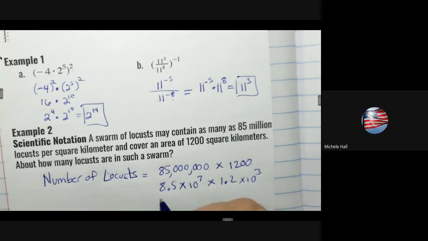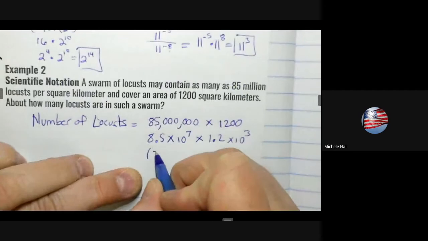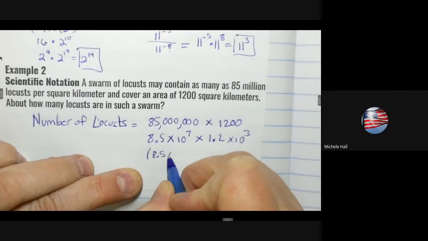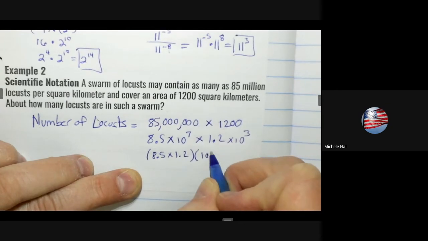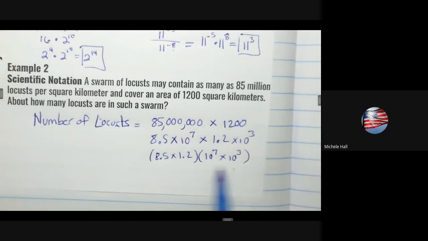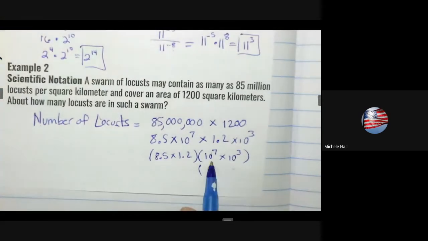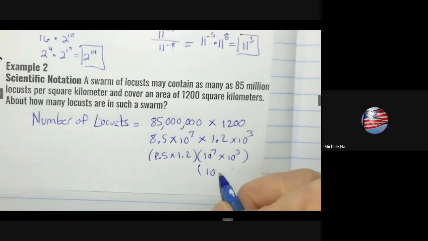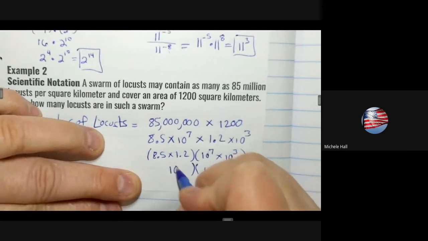So this can be rewritten as 8.5 times 1.2 times 10 to the 7th times 10 to the 3rd. We have like bases here. When we have like bases, we need to add the exponents. So that would be 10 to the 10. And then we need to do 8.5 times 1.2. 10.2.